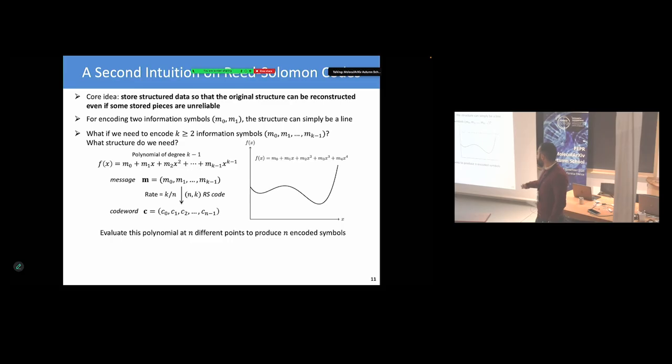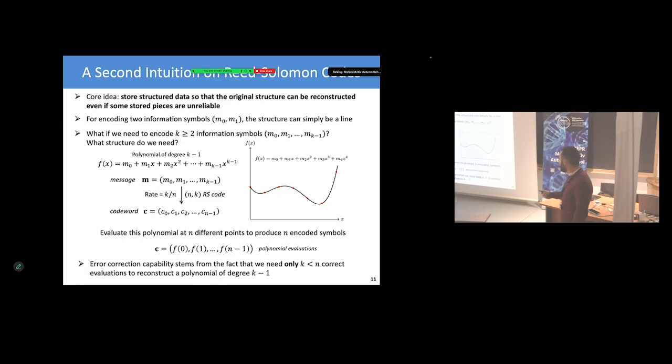So let's evaluate this polynomial at n different points to produce n encoded symbols. If you have n different points, let's assume it's 0, 1, 2, 3, etc. If we evaluate this polynomial at 0, at 1, at 2, and store these evaluations, then we get our encoded code word. So this is how we encode, in the general case, k information symbols into n encoded symbols.